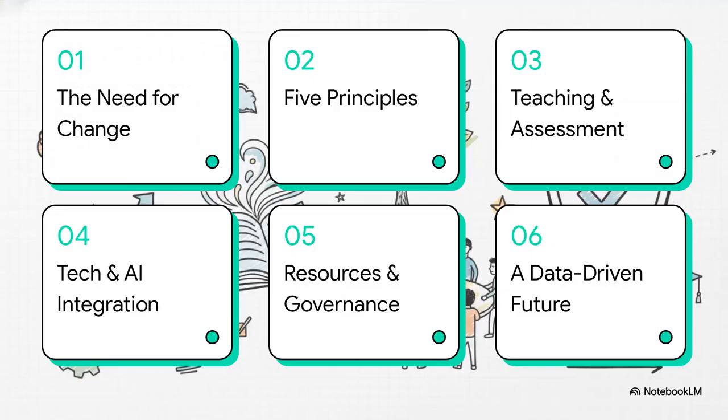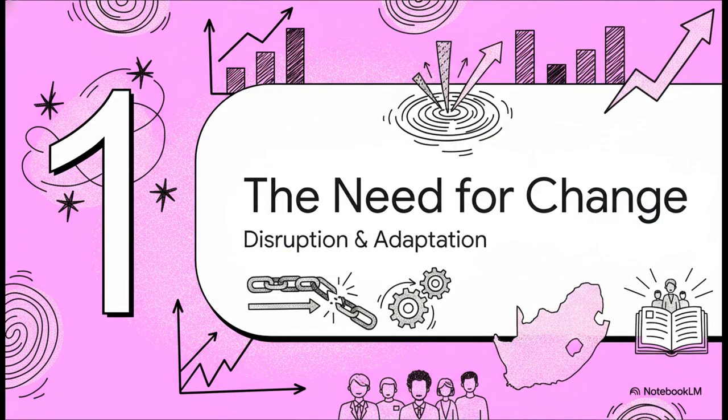Here's our roadmap. We'll start with the need for change. Look at the 5 transformative principles. Rethink teaching and assessment, touch on technology and AI integration, discuss resources and governance, and wrap up with a data-driven future. Let's get right into it. Starting off with Section 1, the need for change, disruption, and adaptation.